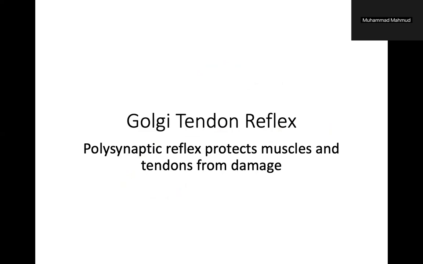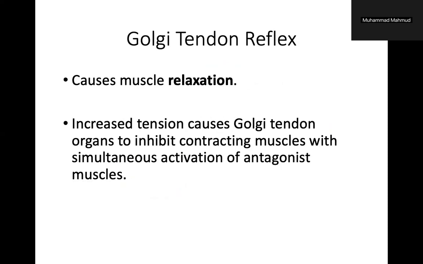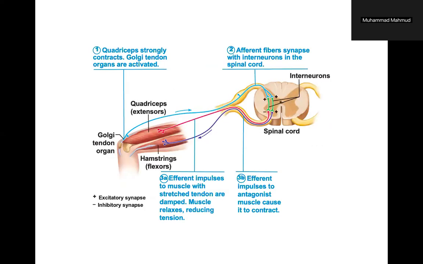The next reflex is called the Golgi tendon reflex, which is also polysynaptic. And this type of reflex is going to protect our muscles and tendons from damage. It does not cause muscle to contract, rather to relax. So just have a look at this. What is going on? The quadriceps muscle strongly contracts, okay? And there are some sensory organs here called Golgi tendon organs.